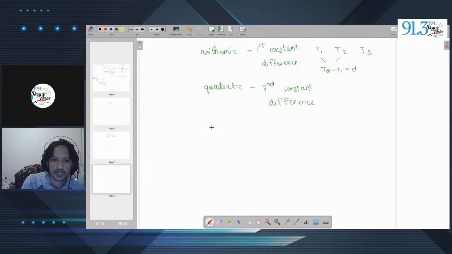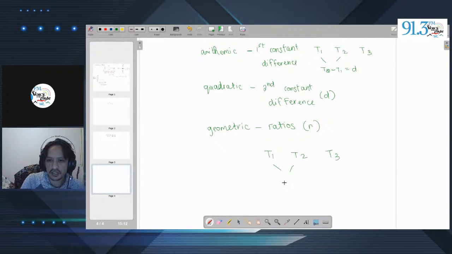And now for a geometric sequence, what we have are ratios, and they'll usually indicate that with the letter R. For differences, it will be the letter D. A ratio just means that if we have term 1, term 2, term 3, the ratio is term 2 over term 1, and over here, term 3 over term 2. This ratio is expected to be constant throughout the sequence, and that determines what the next value is going to be.